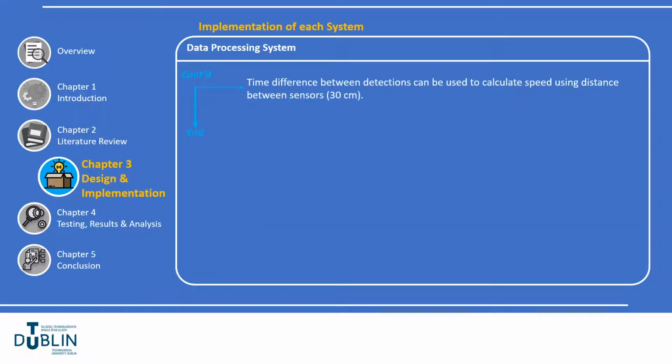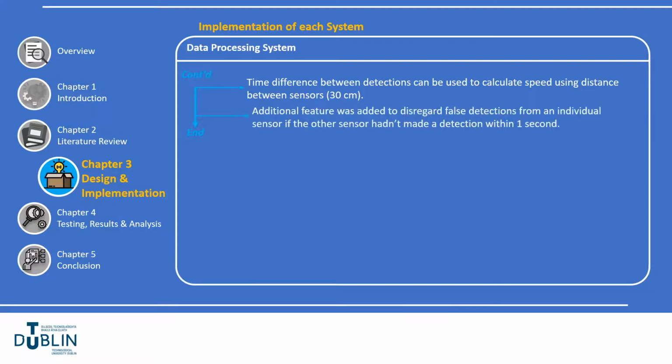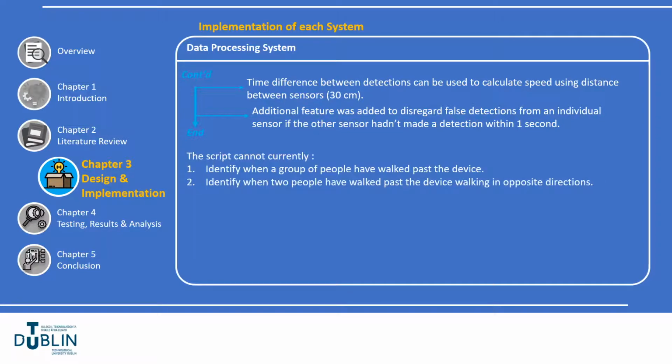This time difference between detections could then be used to calculate the speed of the pedestrian using the distance between sensors, which was 30 centimeters. This was the smallest distance between sensors that allowed for accurate detection. An additional feature was added to disregard false detections from an individual sensor if the other sensor hadn't made a detection within 1 second. Currently, the script cannot identify when a group of people have walked past the device or identify when 2 people have walked past the device walking in opposite directions.